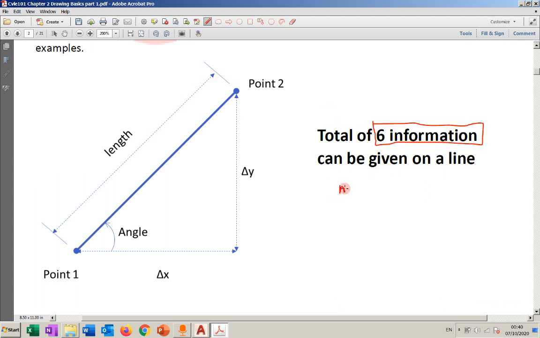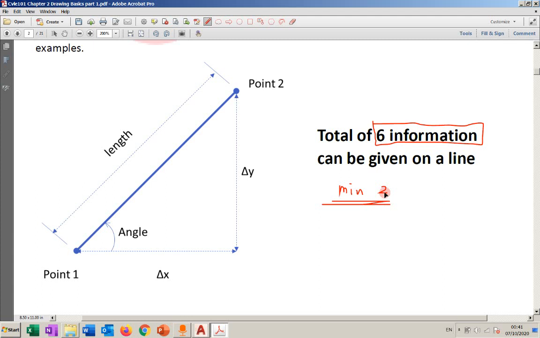The minimum information that I need on a line, those 2 minimum, or at least 2 pieces of information. Sometimes that will not be enough, because even if you have 2 pieces of information, they may not fall into any of the categories to draw a line in AutoCAD. So it's not enough. You may need more information. That's why when we say minimum 2, you may need 3, you may need 4.